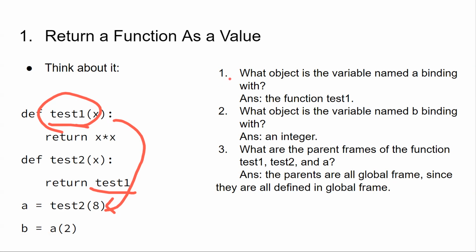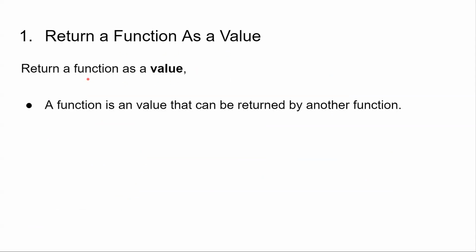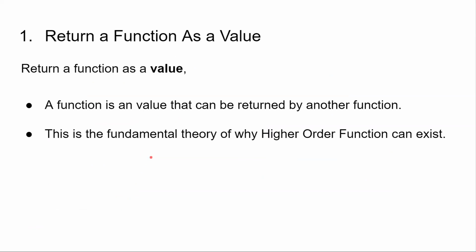Okay, so a summary of this is that you can return a function as a value in Python. So a function is a value which can be returned by another function. And this is the fundamental theory of why higher order functions can exist. In other words, this is the fundamental theorem of what makes our content meaningful, and why it makes sense that we are going to talk about higher order functions today. Because you can return the function as a value. So this is very important.